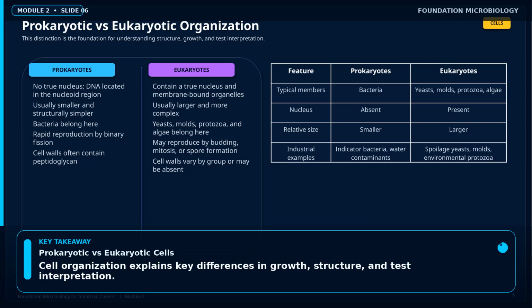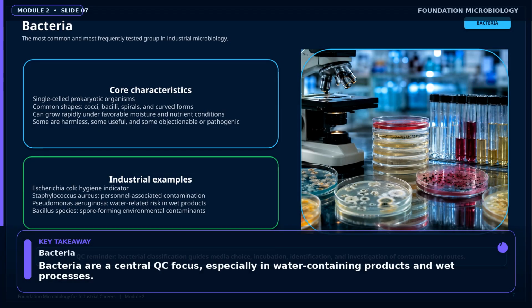A fundamental distinction in microbiology is the difference between prokaryotic and eukaryotic cells. Bacteria are prokaryotes without a true nucleus, while yeasts, molds, protozoa, and algae are eukaryotes with a nucleus and membrane-bound organelles. Bacteria are single-celled prokaryotes and are among the most frequently tested organisms in industrial microbiology. They can be harmless, useful, objectionable, or pathogenic, and their morphology and growth characteristics help guide testing and investigation.